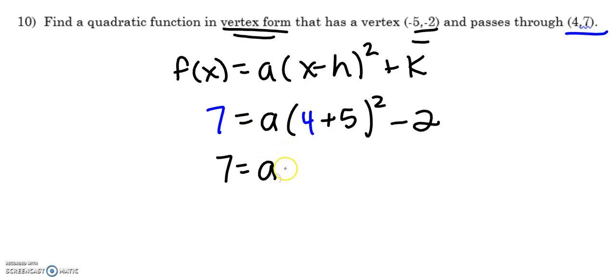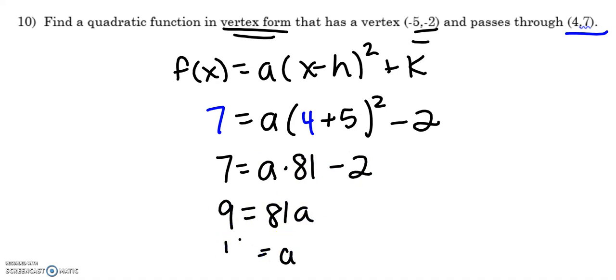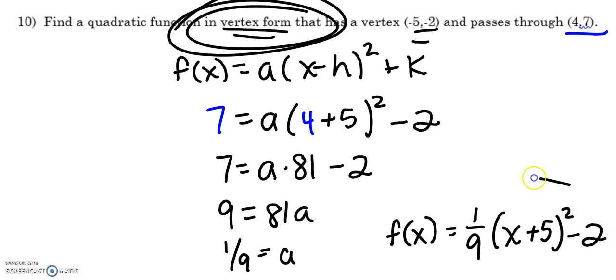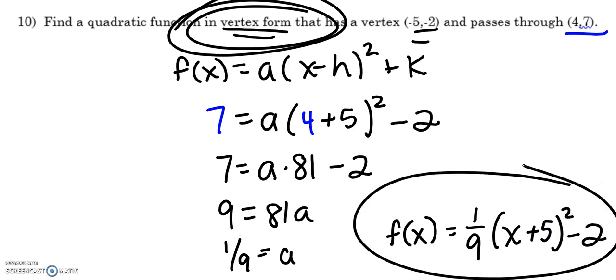7 equals a times 81 minus 2, which means that 9 is equal to 81a, which means that a is equal to 1/9. So in vertex form, it's going to be f of x is equal to 1/9 times x plus 5 squared minus 2. This fits the criteria that you have a vertex at negative 5, negative 2. Plug in 4, you end up with 9 squared, which is 81, divided by 9 is 9, minus 2 is 7.